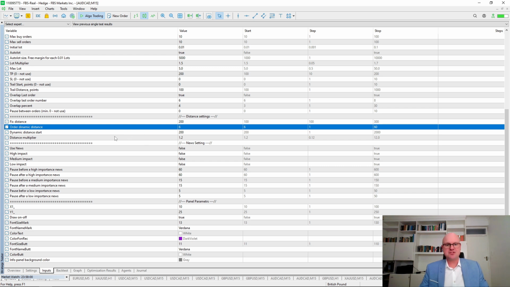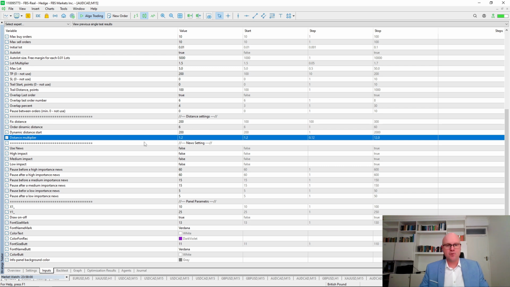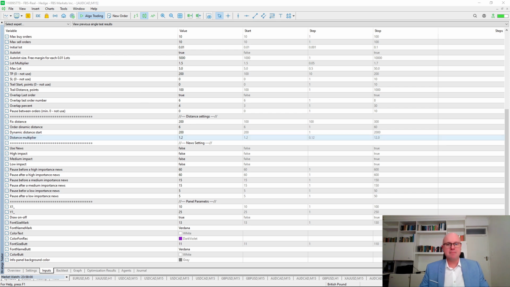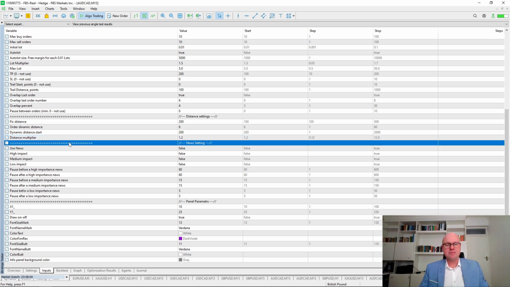So for this example, the 7th trade would have not been set at 200 points, but rather 240. So you can increase the distance multiplier if you want these to be further apart. So we had a fixed distance of 200, an ordered distance between them of 6, and then a dynamic distance starting at 200 and multiplied by 1.2. So this is to determine how fast pacing there is between your buy and your sell orders.